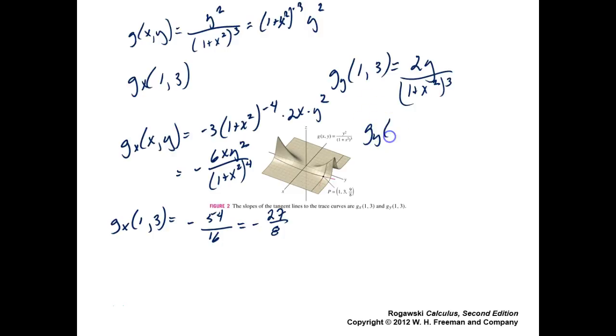G sub y at the point 1, 3. Basically, I should have said this one was g sub y at x, y. What would it be for 1, 3? A little louder. 6 over 8, which would be 3 over 4, or 0.75.